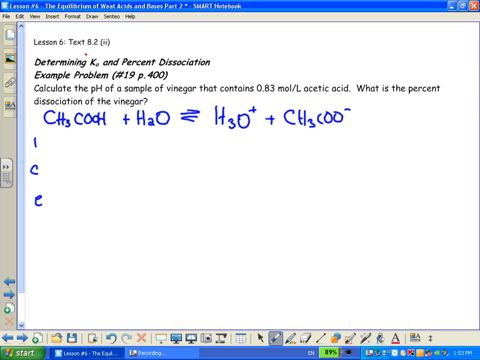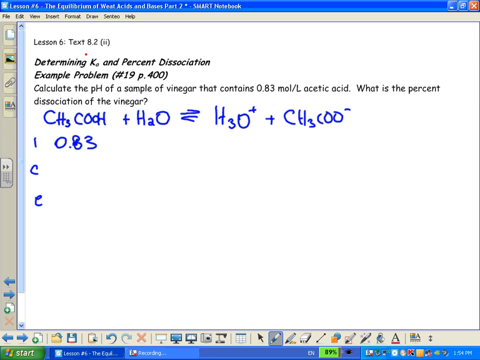So ICE. Remember what those represent though. I represents the initial concentration. C represents the amount that needs to change in order for it to reach equilibrium. And then E would obviously represent equilibrium. So the initial concentration of acetic acid was given. Remember, that's the same as vinegar. 0.83.